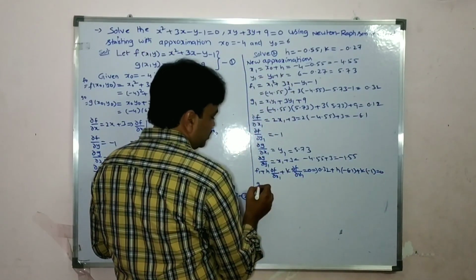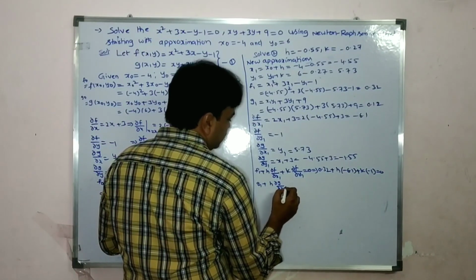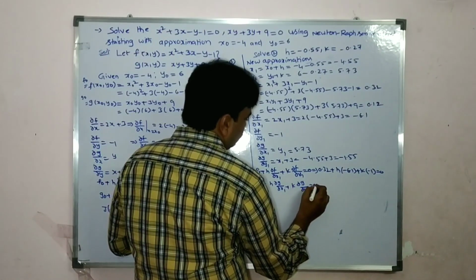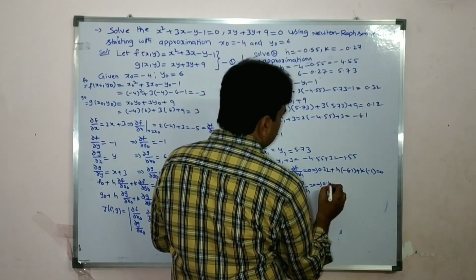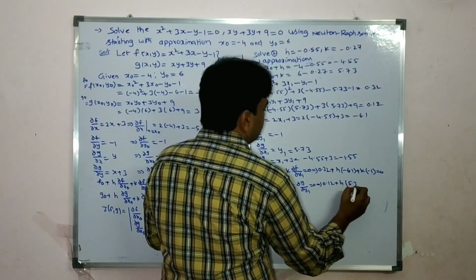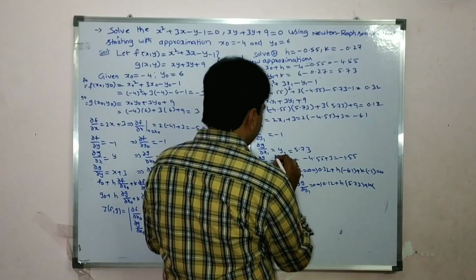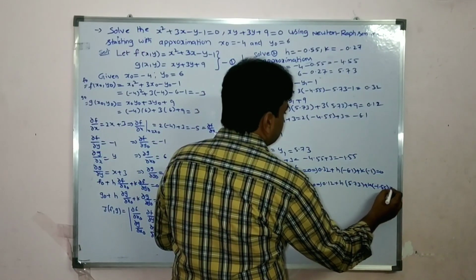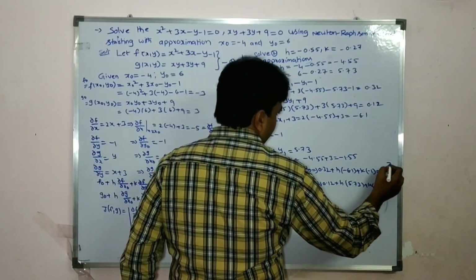And the second equation, students: g1 + h into ∂g/∂x1 + k into ∂g/∂y1, that is equal to 0. That implies g1 is 0.12 + h into ∂g/∂x1 (5.73) + k into ∂g/∂y1 (-1.55), that is equal to 0. So this is the third equation.